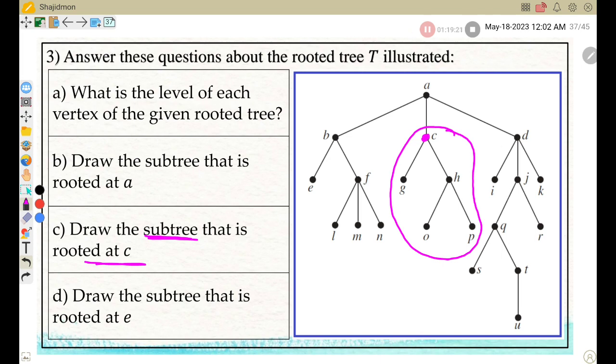Now question number D. Draw the subtree that is rooted at E. E vertex rooted.